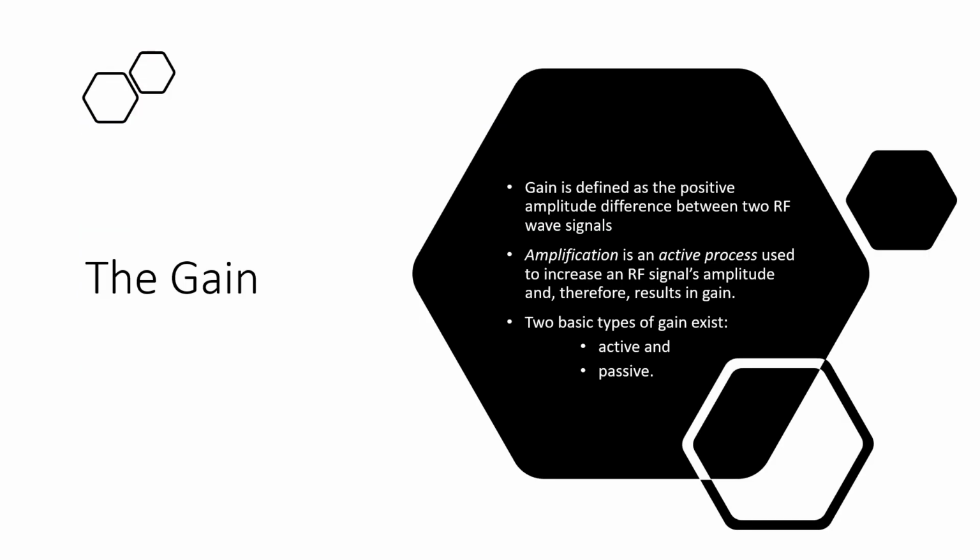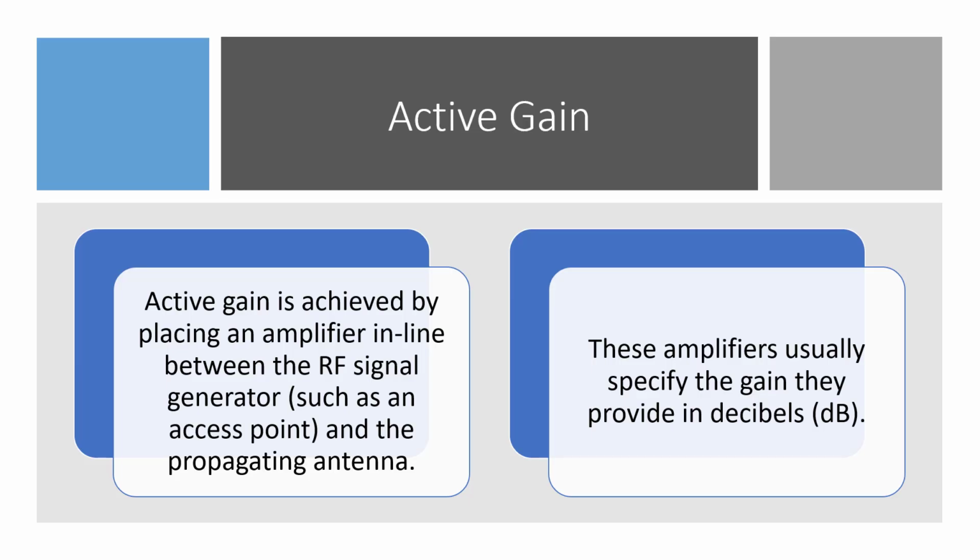The first one is called the gain. As the name itself suggests, this is defined as the positive amplitude difference between two RF signals. What does that mean? I'll go into the next one, and you will understand.